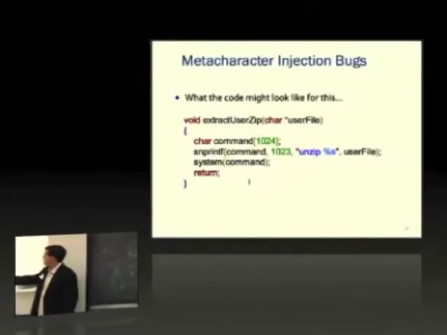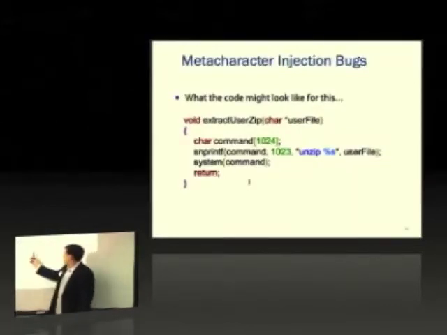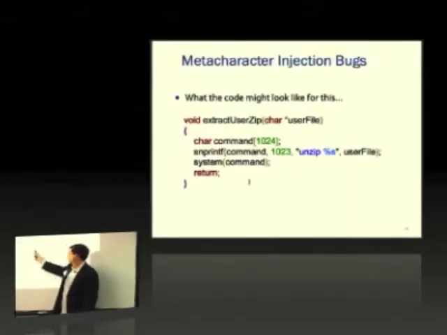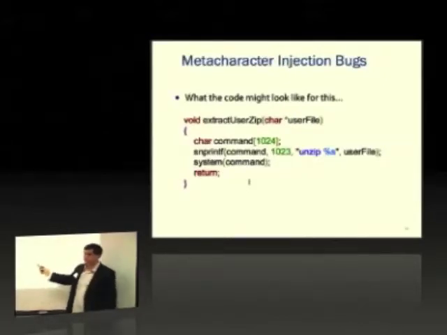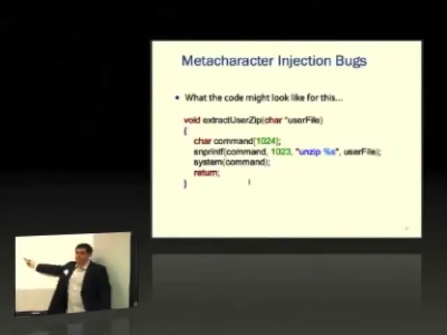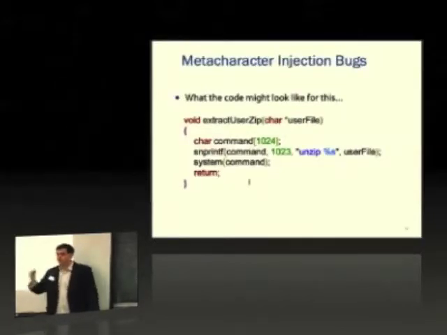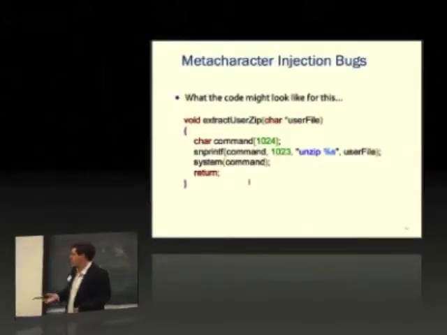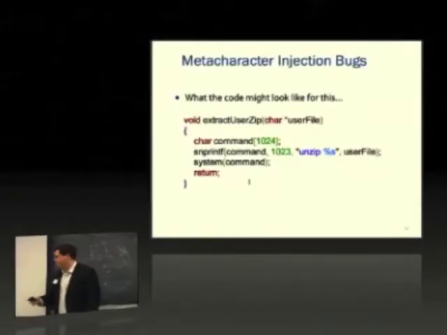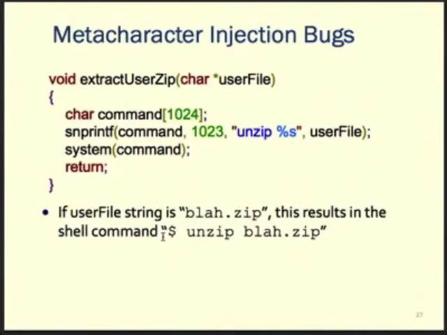So we can see here that this extract user zip function takes a user file, presumably a string to a file on disk, and we populate this buffer. And there's no buffer overflow here. It's 1024. We specify our size adequately. We say unzip as the command with the user file, and then we pass it directly to system. System on Unix, Linux, whatever, passes it to a shell. The shell executes the command, and you can also get exit status results, but that's not relevant here. So, for example, here's what it should look like, right? If it's blah.zip, it gets the shell command unzip blah.zip and would function normally.